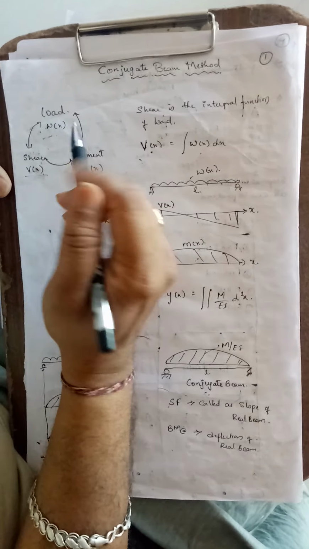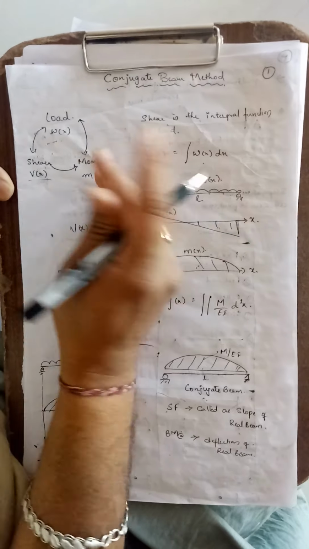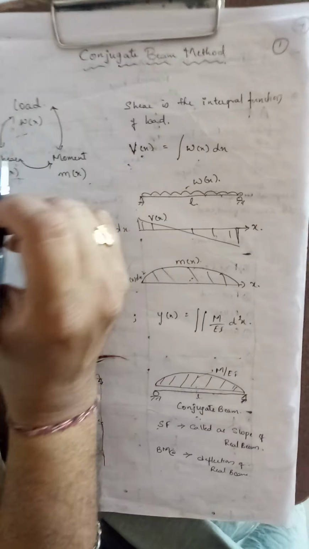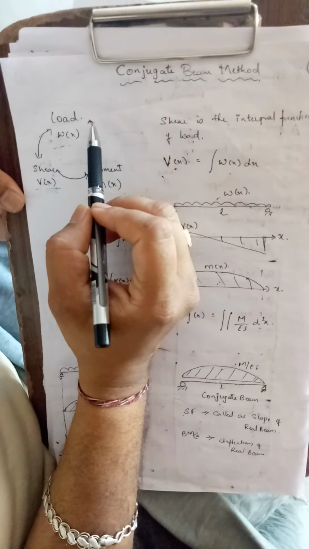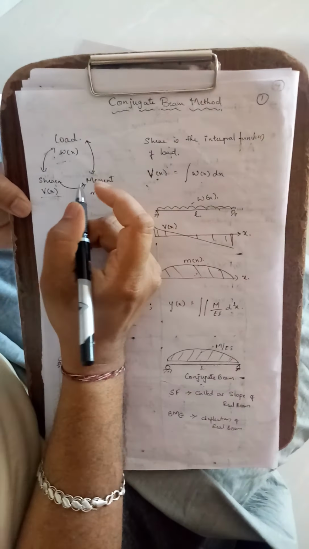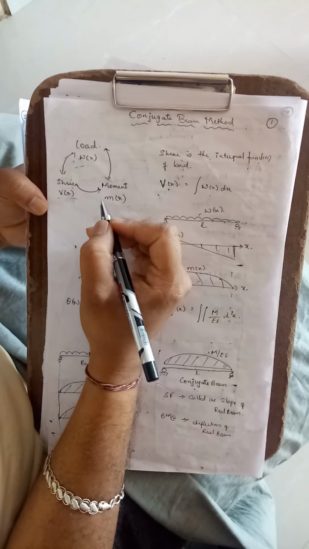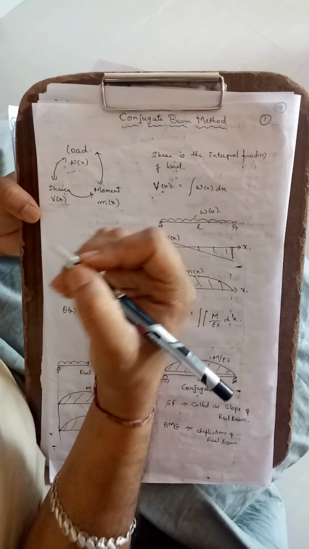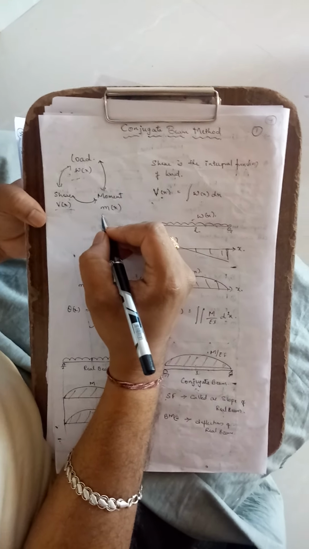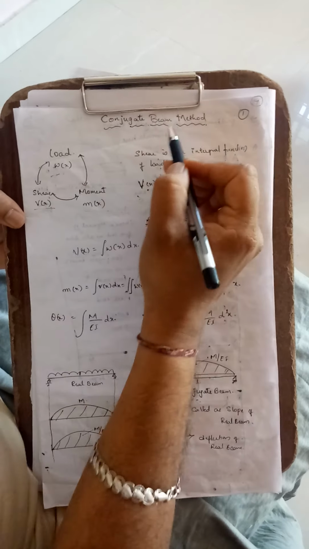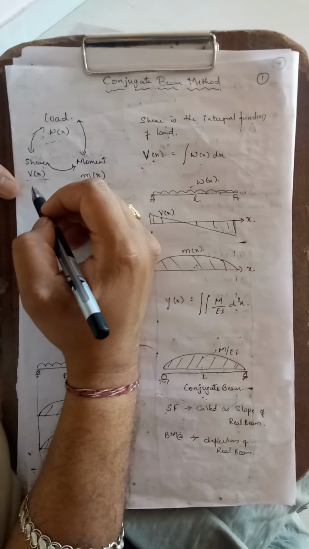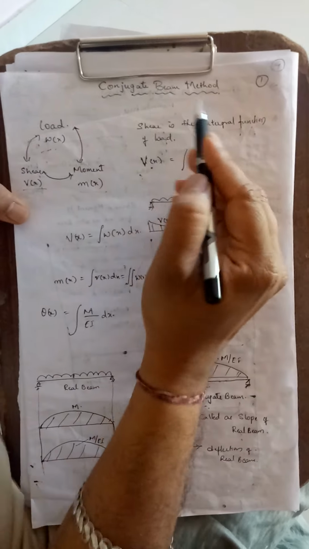We already know what a determinate structure and an indeterminate structure are. So for this determinate structure, we need to find the slope and deflection. To find the slope and deflection, we have a lot of methods: the moment area method, the double integration method, and the conjugate beam method. Here we are going to study the conjugate beam method.